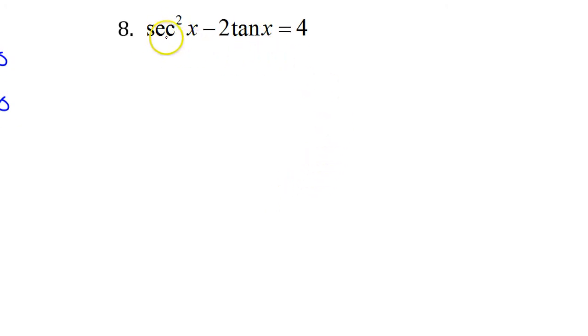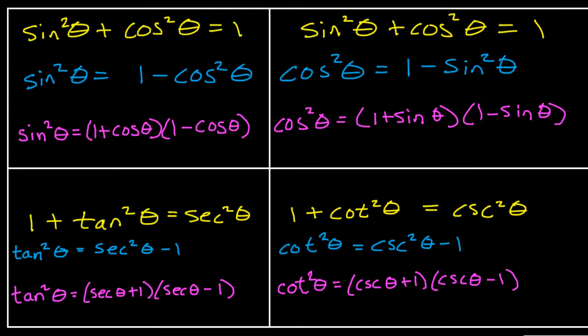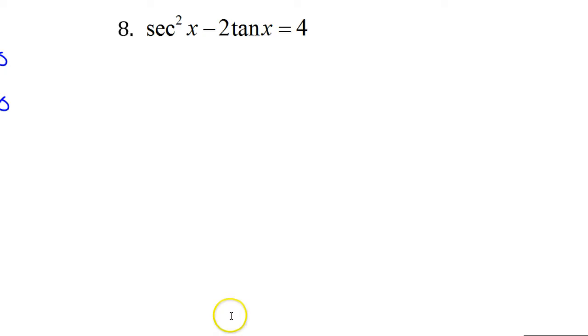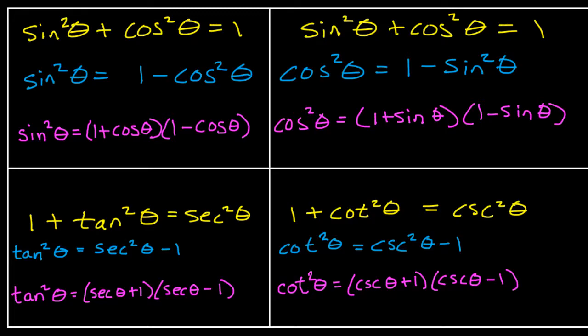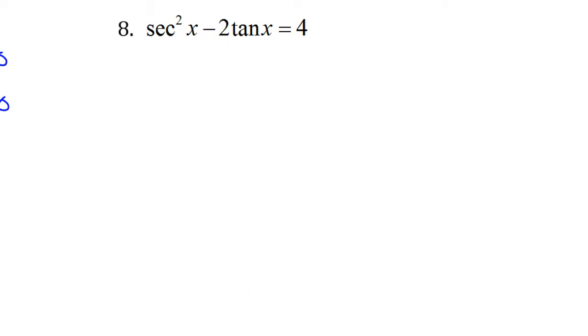Here again, I see 2 different types of trig functions, secant and tangent. One way to turn this into all one trig function is to use our Pythagorean identities. Secant squared x looks like the type of thing that would show up on this chart. And here it is right here. Secant squared is 1 plus tangent squared. So I should be able to make that substitution. I'm going to replace this with 1 plus tangent squared.